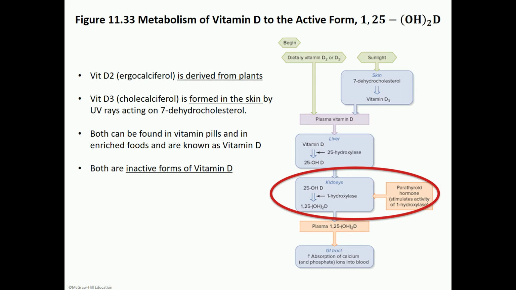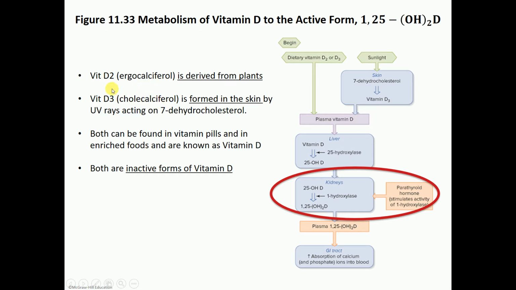Remember, vitamin D has to be activated into that 1,25-dihydroxy vitamin D. And how do we do that? We take in vitamin D in two different ways. It's either vitamin D2, which is known as ergocalciferol. That's derived from plants, so we actually eat that.